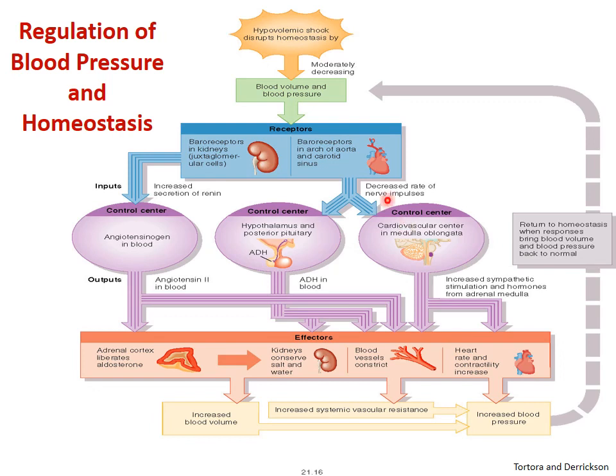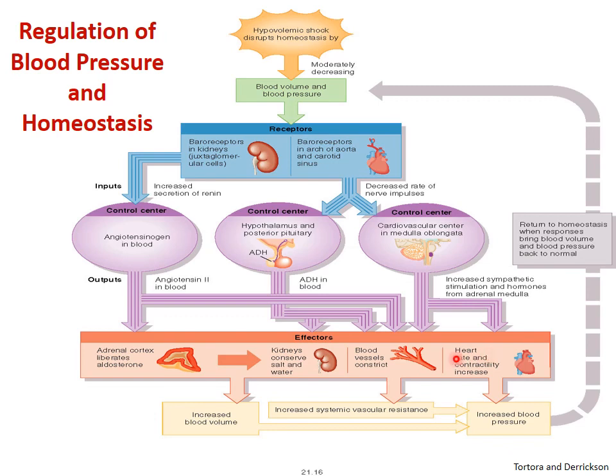At the same time, here you can see when the baroreceptor is less stretched in the aortic arch and carotid sinus, the cardiovascular center in the medulla also will be responding by increasing the sympathetic stimulation, and the hormone from the adrenal medulla will be released, right? So these adrenal medullary hormones like epinephrine and norepinephrine will be released. So ultimately it will be affecting the heart rate and contractility of the heart. The force of contraction of the heart is also increased.